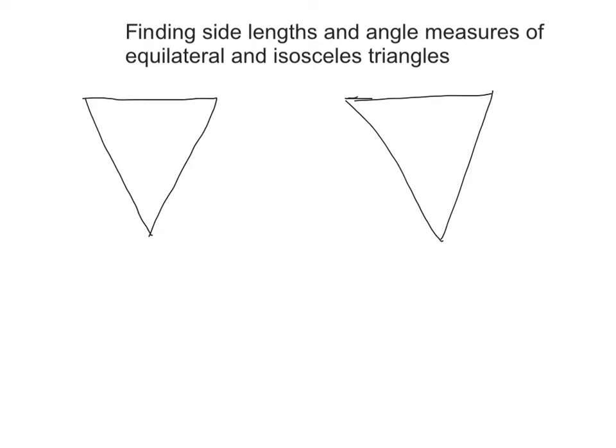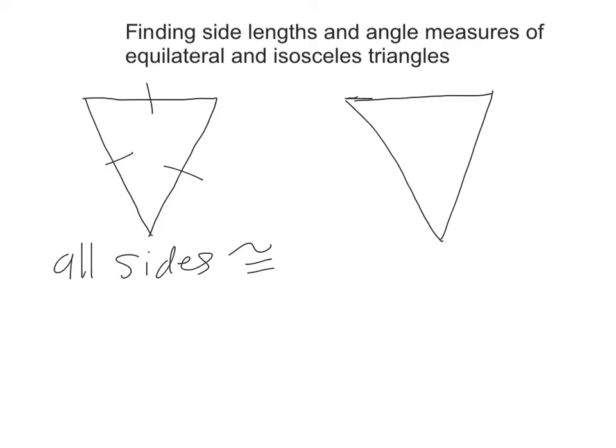Now, what would tell us, if we're looking at this first triangle on the left, that it's equilateral? One way to tell that we have an equilateral triangle is if they have tick marks through all the sides, because for equilateral triangles, all sides are what they call congruent. Congruent just means that they're equal in size and shape.